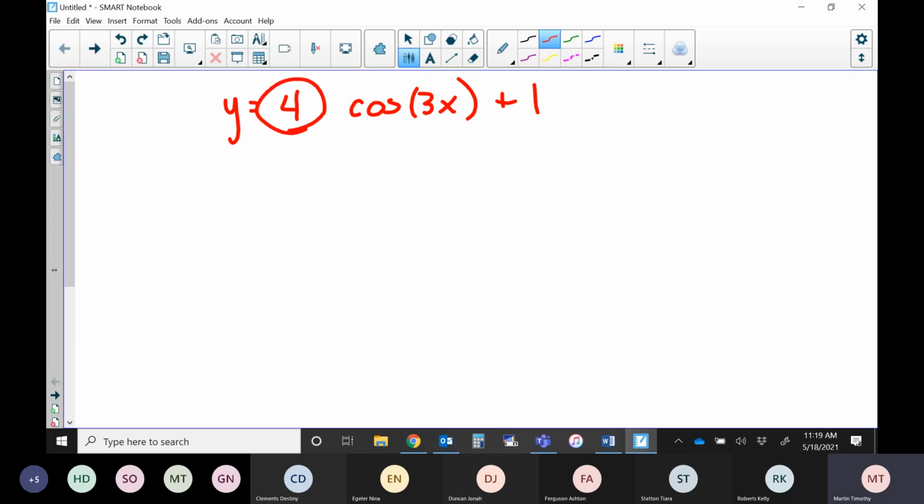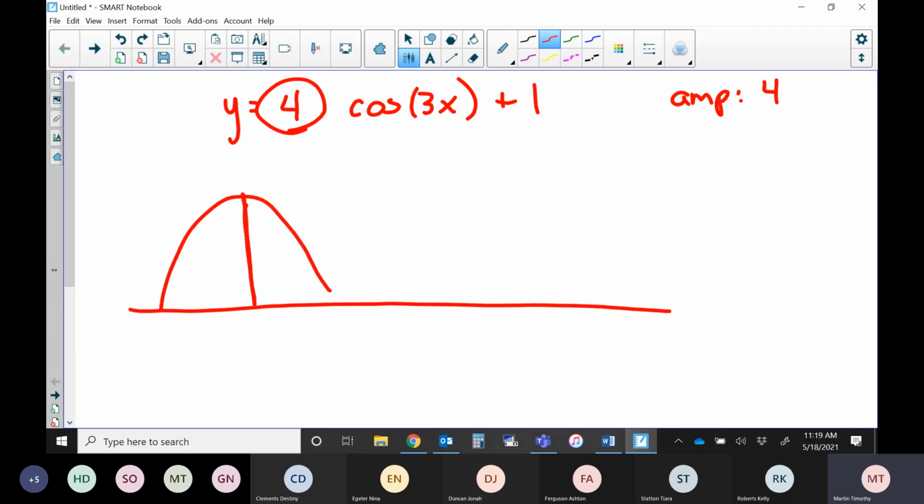What does this change? Come on, someone help me out. What does that change? Amplitude. And so what's my amplitude going to be for this one? 4. Good. That means the distance from the midline, wherever that thing may be, to the maximum will be 4 spaces. Correct?